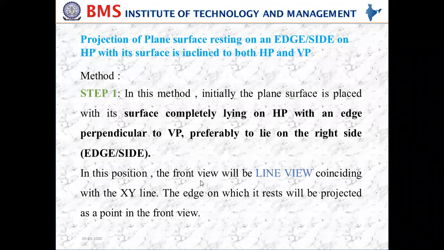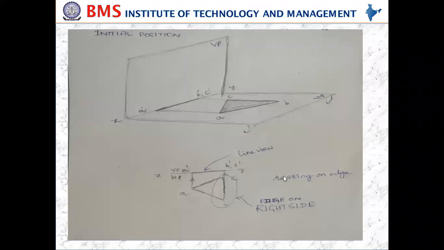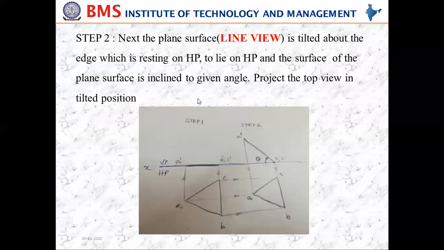In this position, the front view will be the line view and top view will be the true shape. Front view will be the line view. This is called front view, which is A dash, B dash comma C dash. So here, as I told you, B and C both lie on the same line. So when you view from this side, B and C will coincide. C will be behind B, so both will coincide, and it looks like a point view in the front view.